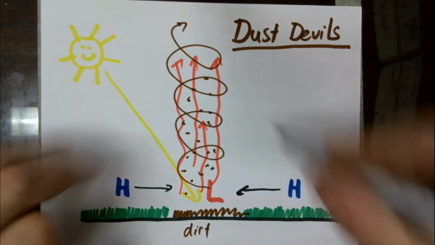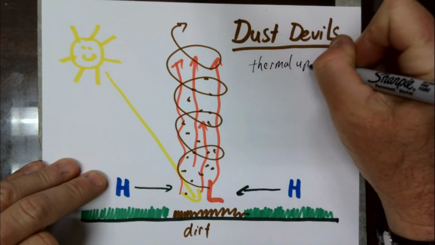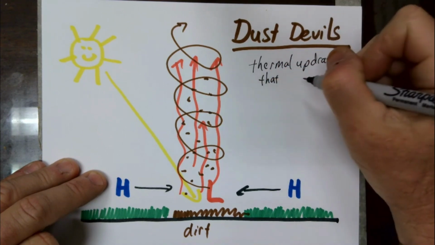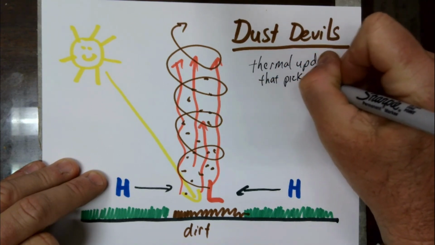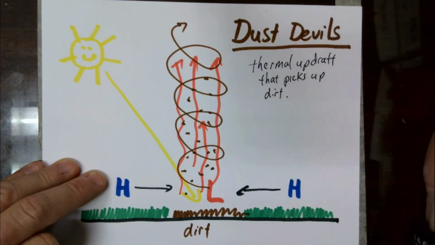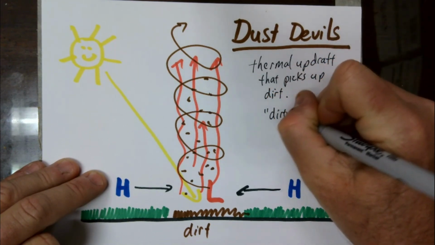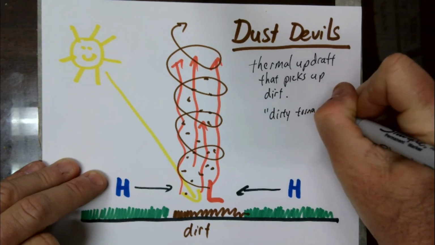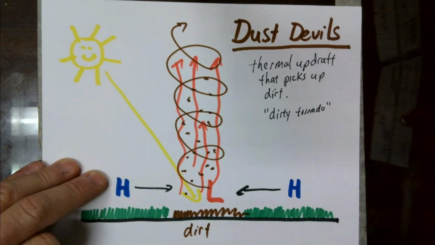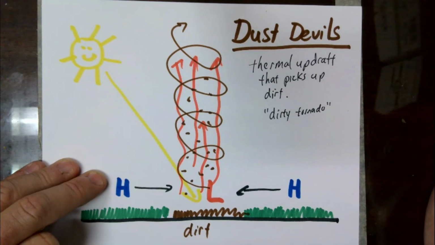Well, what is a dust devil? It is a thermal updraft that picks up dirt. Which means we can see it, because it's like a little, what we usually call a dirty tornado. But they're not tornadoes. It's just a moniker that kind of stuck. They have that same swirly kind of shape.